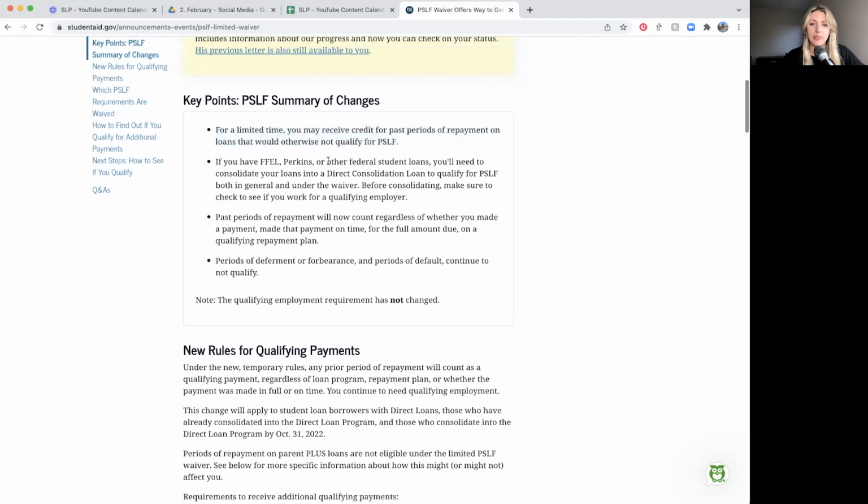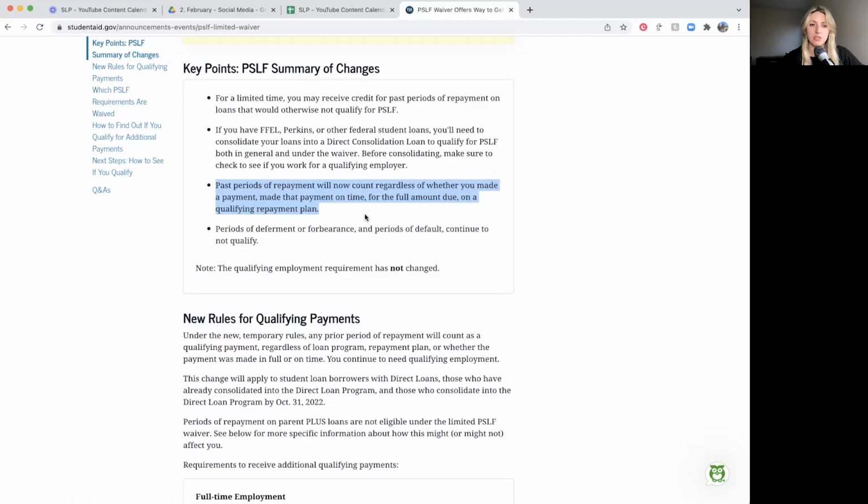Now, secondly, it goes on to talk about if you have those FFEL loans or Perkins loans that previously were not eligible for PSLF, you have to consolidate those loans into a direct consolidation loan to qualify for both PSLF and this PSLF waiver. So that's something to know, is we have to take action if we don't have the correct loans. Then it goes on to talk about how past periods of repayment will now count regardless of whether you had made a payment on time, or for the full amount due on a qualifying repayment plan.